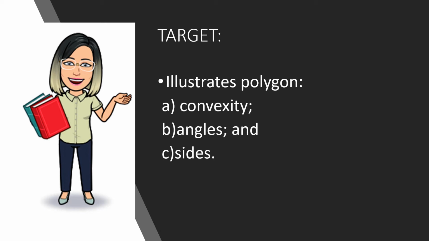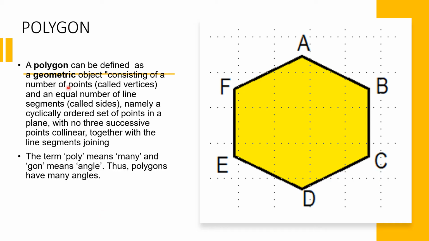Our target: illustrate polygons, convexity, angles, and sides. A polygon can be defined as a geometric object consisting of a number of points called the vertices and an equal number of line segments called sides, namely a cyclically ordered set of points in a plane with no three successive points collinear, together with a line segment joining.